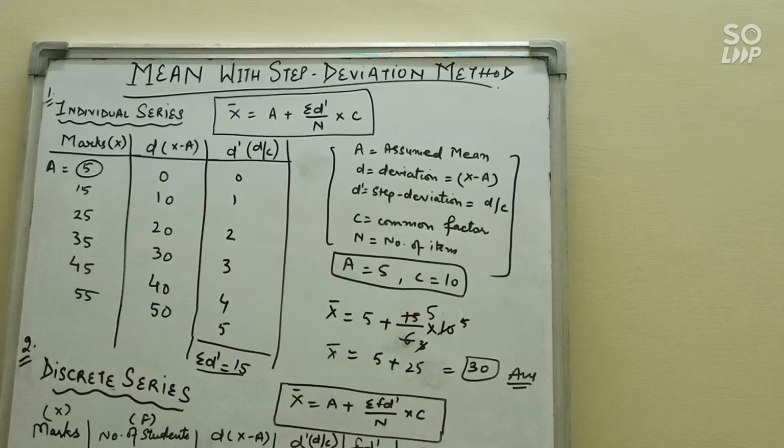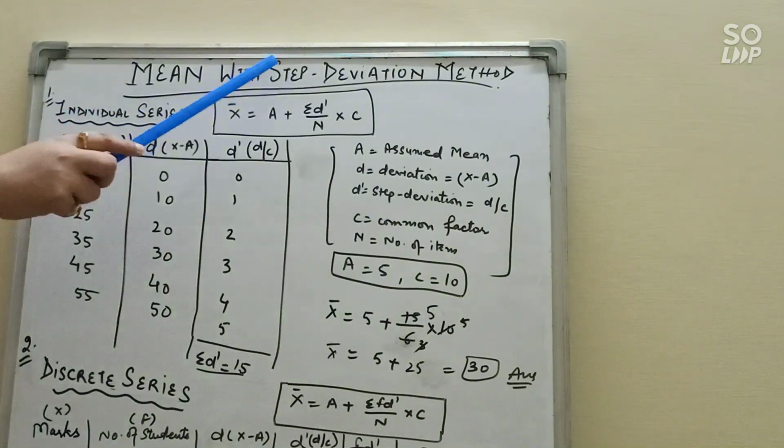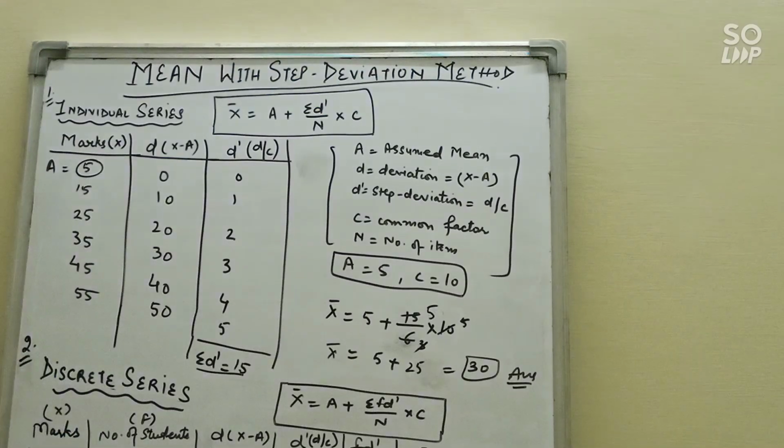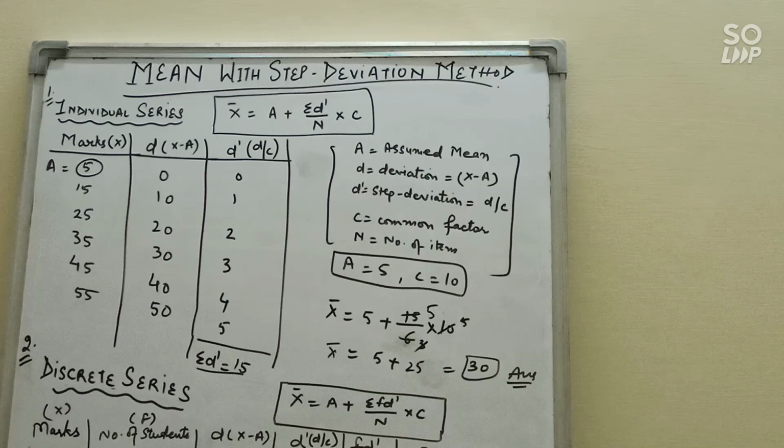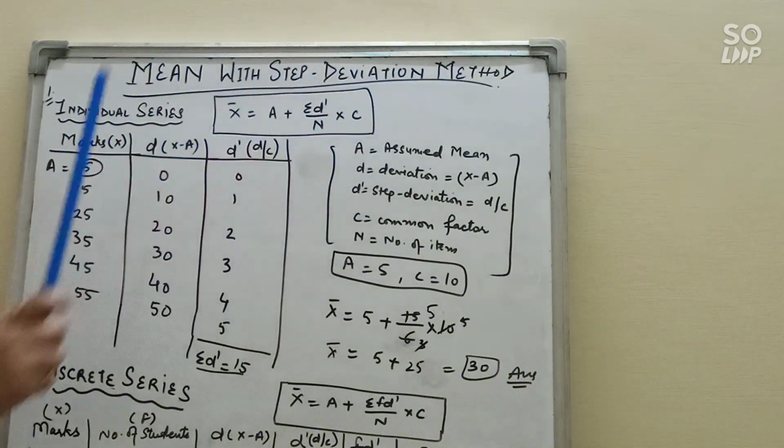Good morning everyone. Today we'll do the third method of mean, that is the step deviation method. As we know, there are three methods: direct method, shortcut method and step deviation method. The first two methods, direct method and shortcut method, we have done. So today I am going to teach you the third method, the step deviation method.